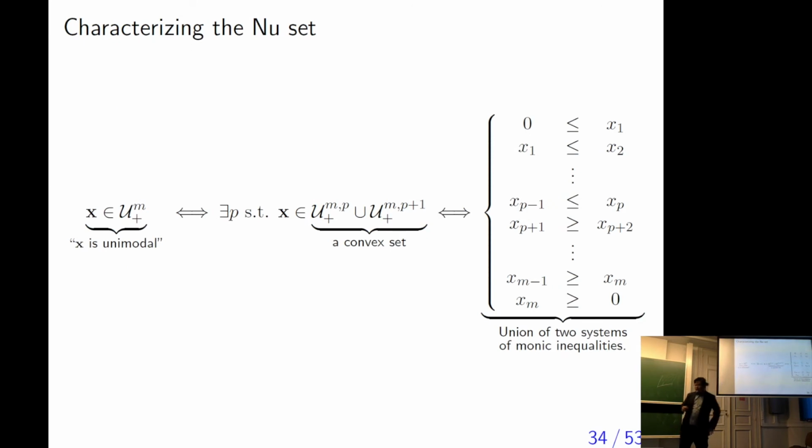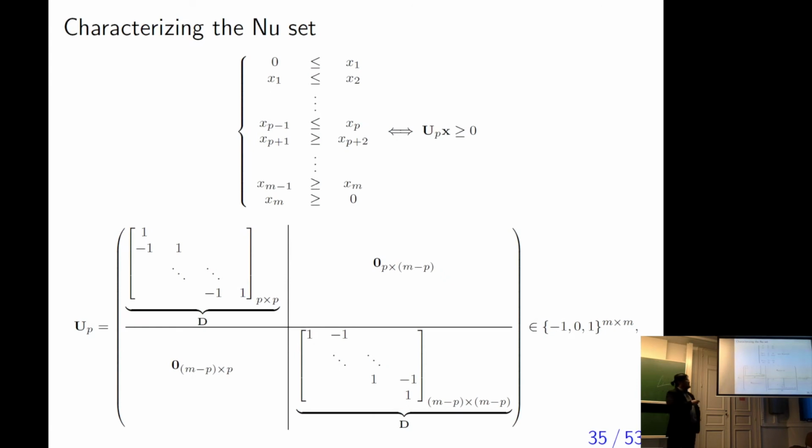So what we can do is characterize the behavior. That is, if X is unimodal, we can say that it will satisfy this system of inequalities. On the rightmost side, you have a bunch of inequalities, and you can see that this is just x1, x2, x2, x3, x3, x4. So you can represent this as an inequality using a big matrix U. The U has this structure: it is just a bunch of 1, -1 and 0. And the position of the 1 and -1 depends on the index P.